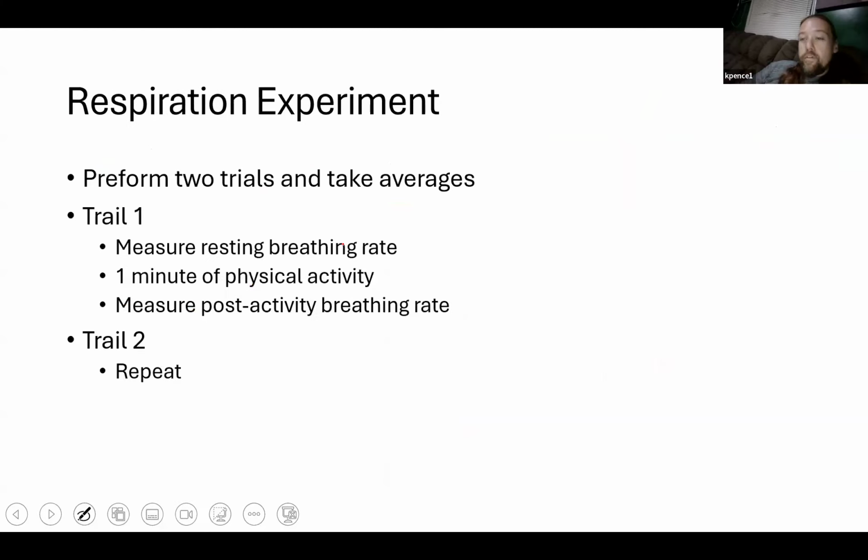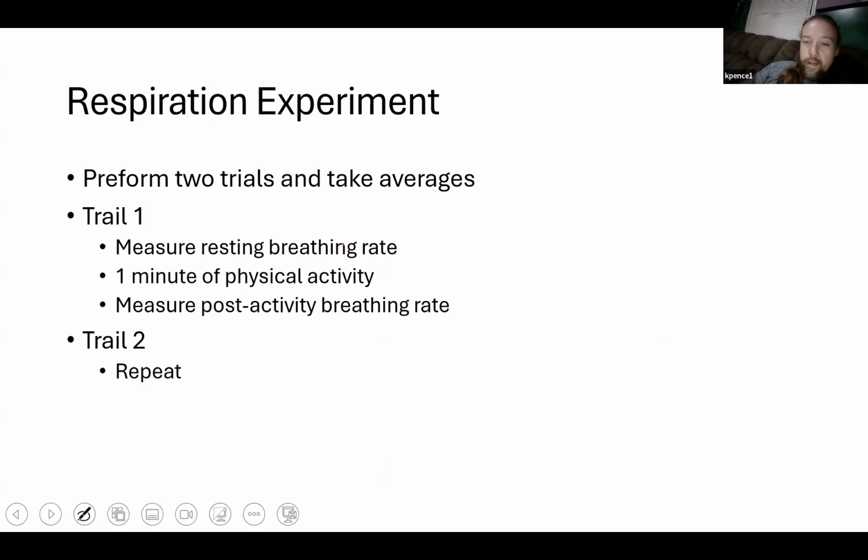Okay, so again, I want to do another experiment tonight with y'all. What we're going to do is a little bit of physical activity and breathing rate. We're going to measure our breaths at a resting state, and then we're going to do an activity, either walk, if you have stairs, walk up and down the stairs for like a minute. I'm gonna do push-ups, so I'm gonna get myself involved too. And we're gonna do that for 1 minute, and then we're going to measure our breath again.